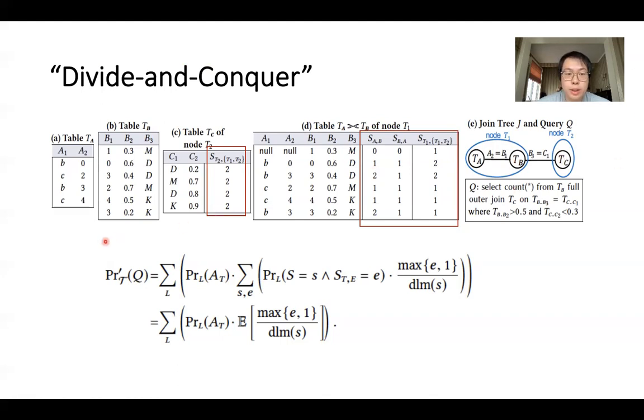FSPNs. So the main contribution of this paper is to propose this theorem, which is theoretically sound for any join queries. Therefore, using our way of constructing an ensemble of FSPNs, the FLAT method can estimate any join queries. Due to time limit, I will not go into details of this equation. Please refer to our original paper.